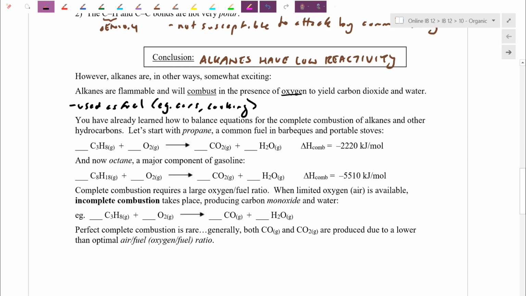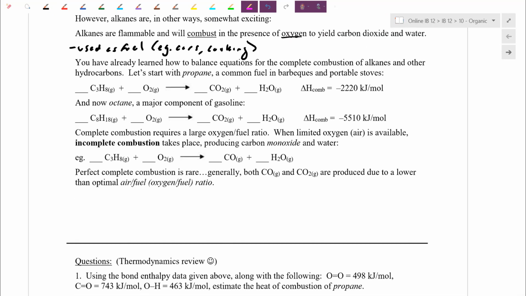Okay, so let's have a look at different ways of balancing this. So you've already learned how to balance equations for complete combustion. We're always assuming complete. Complete combustion refers to you have enough oxygen. Right, the fire's been burning for a while here, and all of it gets burned up. So let's just start off with propane here, a common fuel used in barbecues or portable stoves.